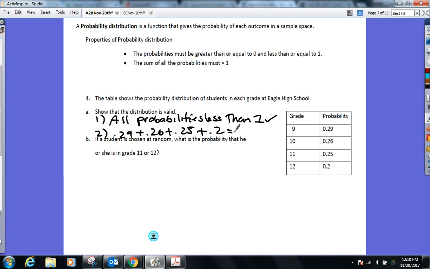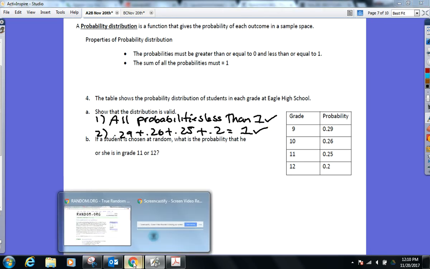Adds up to 1, yep. So this is a legit, valid table. All the probabilities are less than 1, and they all add up to 1. Okay, let's answer a question now. You choose a student at random. What's the probability he or she is in grade 11 or 12?